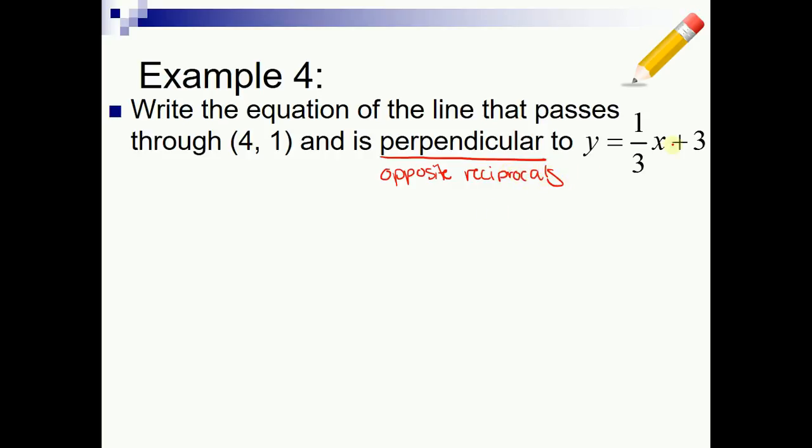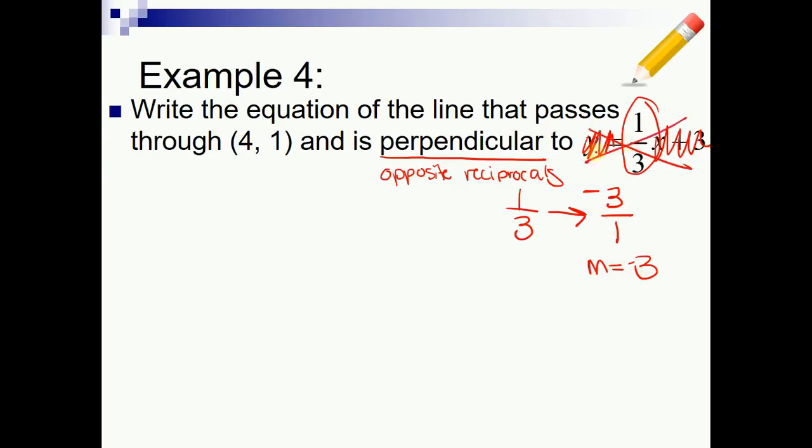Okay? So all I care about from this equation, I don't care about this. I don't care about that. I just care about the slope. It could say plus Christmas tree for all I care. All I want is 1/3. Now, to find my new line's slope, I need to make it the opposite reciprocal of this line. So my current slope is 1/3. Opposite, change the sign. Reciprocal, flip it. So negative it and flip it. So I got -3 for my new slope.